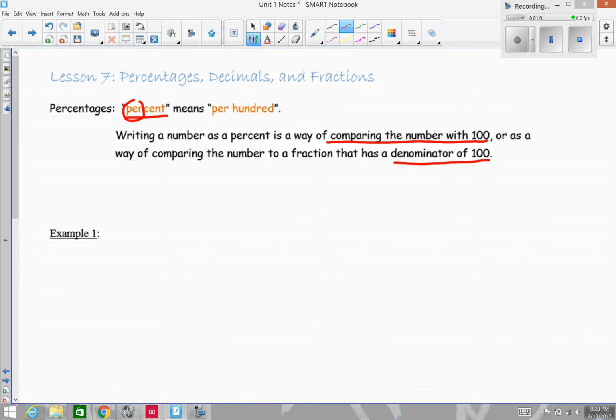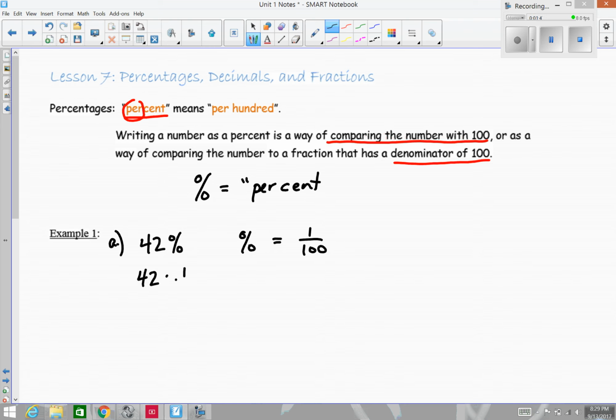So let's take a look at some examples. We'll start out with a number that is already a percent, and we use this symbol to mean percent, or in other words, it means that our number is being compared to 100. So let's say we have 42%. As soon as we see that percent sign, it means that that number is really being compared to 100. I could replace that percent sign with 1 over 100, and it is then really 42 multiplied by 1 over 100, or 42 over 100. So that is now written as a fraction, 42% equivalent to 42 over 100.